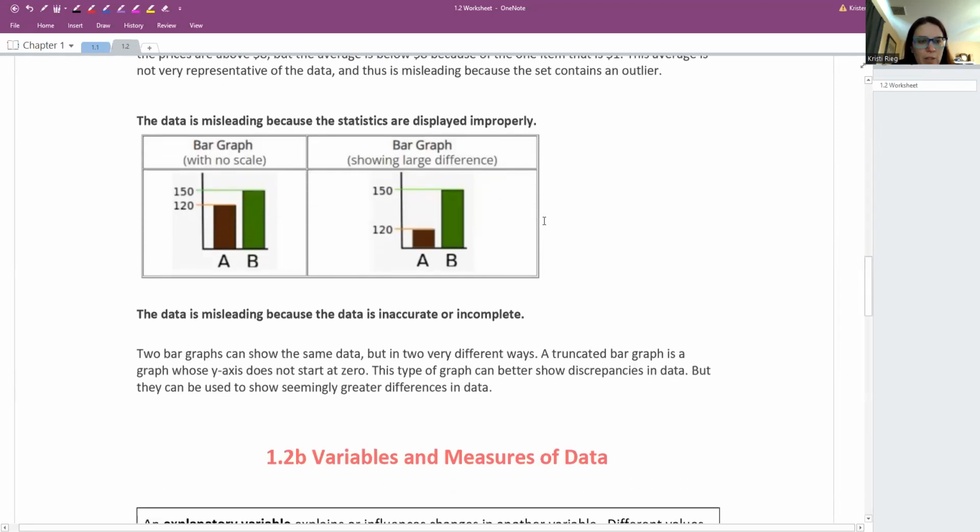Okay, almost done with this section. We have the data is misleading because the statistics are displayed improperly. You'll notice both of these bar graphs say A and B, and on the left-hand side, A is at 120 on both of these graphs.